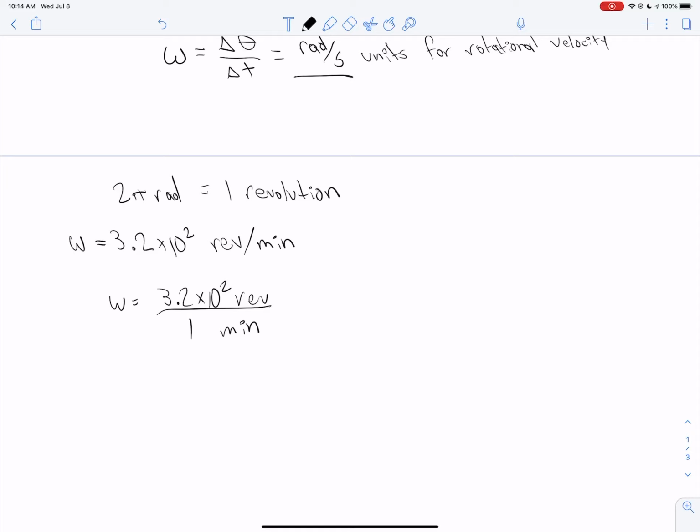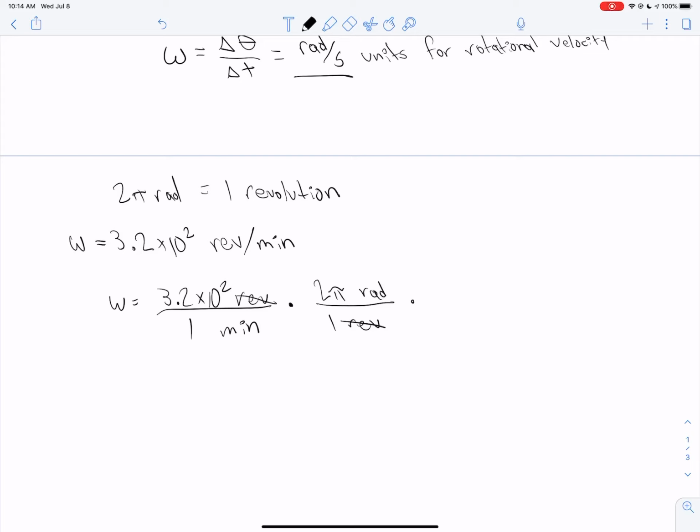As I set up here, 2 pi radians is equal to 1 revolution. So the unit that we want, we're going to keep at the top. So 2 pi radians over 1 revolution. That's going to cancel out our revolutions.